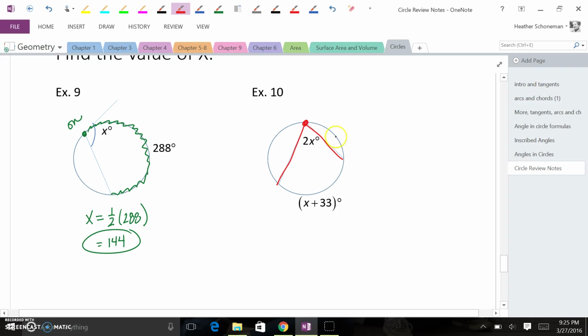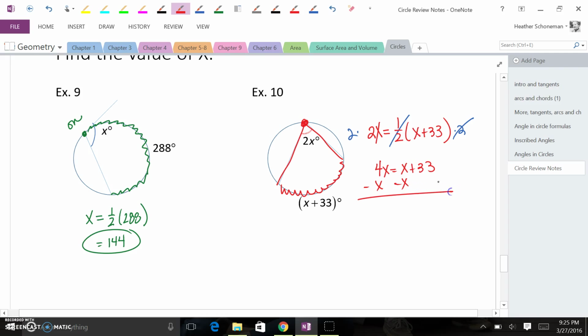Because it's made up of 2 chords and the vertex is on the circle, it's an inscribed angle. But because the vertex is on the circle, we know the angle, which is 2x, is going to equal 1/2 of the intercepted arc. And this right here is your intercepted arc, so that's x plus 33. So to solve, we're going to multiply both sides by 2, and that leaves us with 4x equals x plus 33. Subtract x, so we get 3x equals 33. Divide by 3, so x is 11.